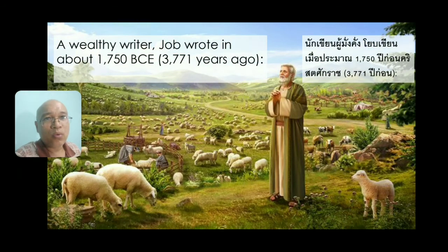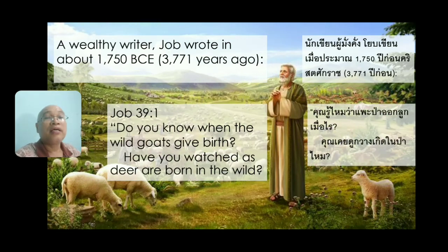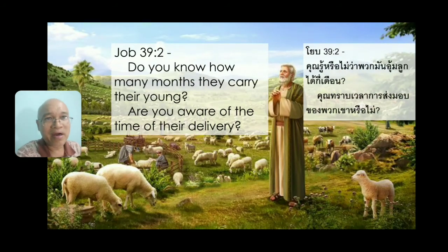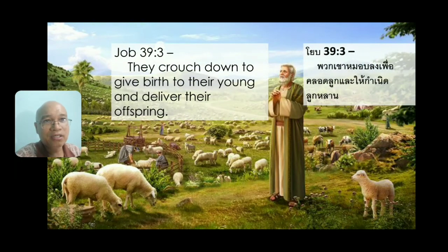His name was Job. A wealthy writer, Job, wrote in about 1750 BCE, about 3,771 years ago. And this is what he wrote. In chapter 39, verse 1 of his book, he wrote, "Do you know when the wild goats give birth? Have you watched as deer are born in the wild?" And verse 2, "Do you know how many months they carry the young? Are you aware of the time of the delivery?" Verse 3, "They crouch down to give birth to their young and deliver their offspring."